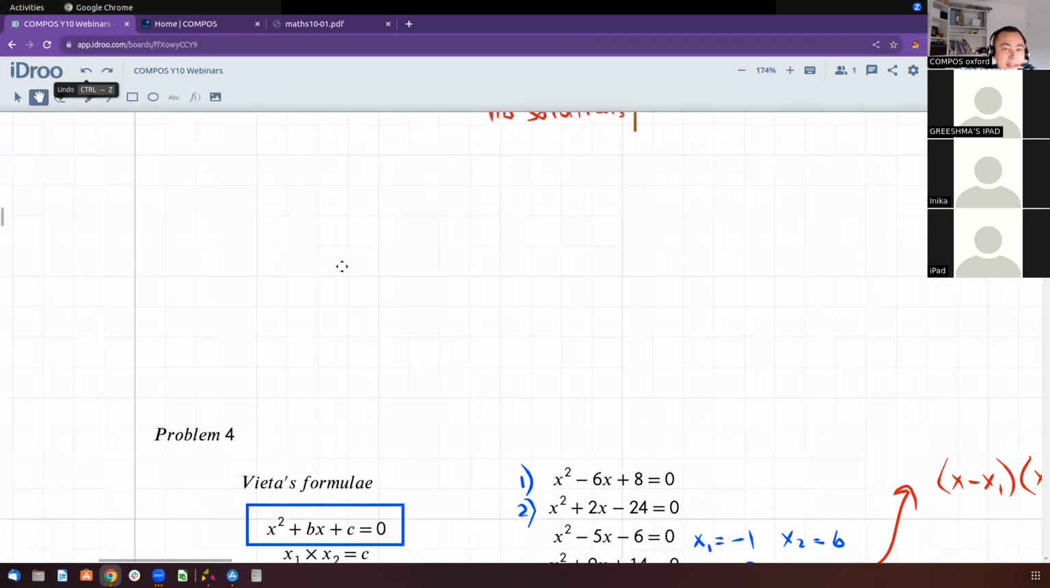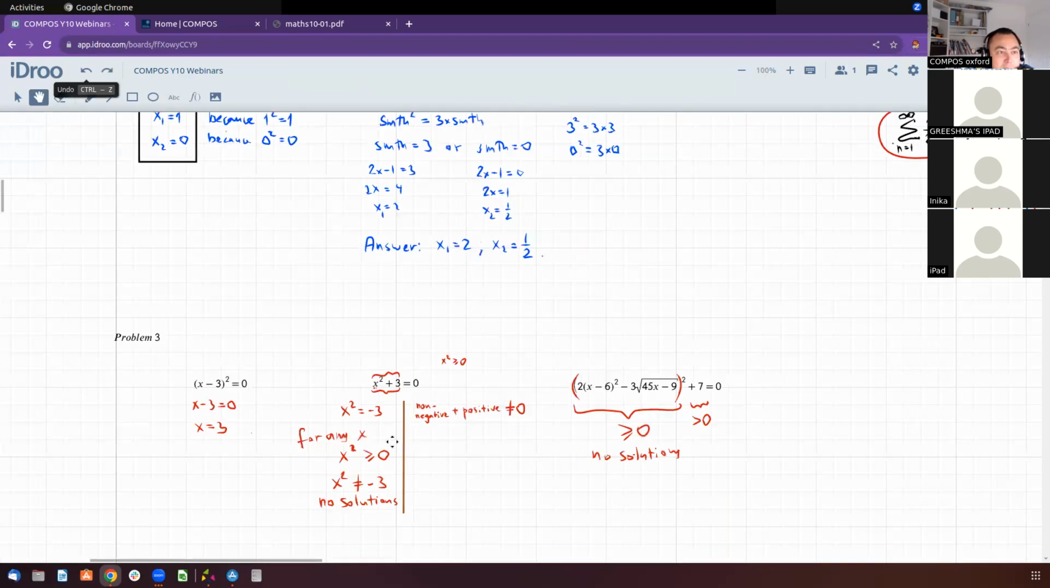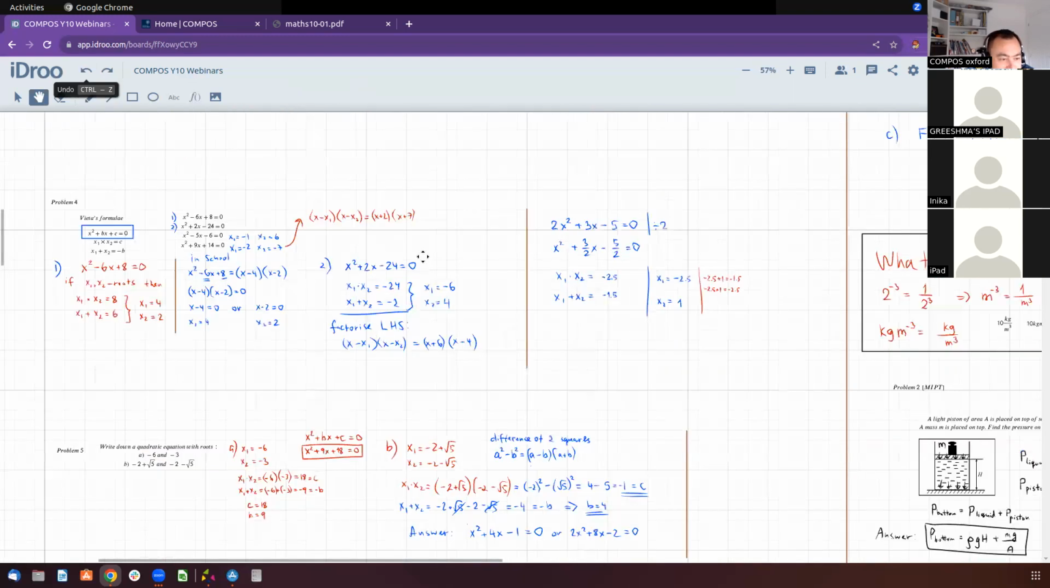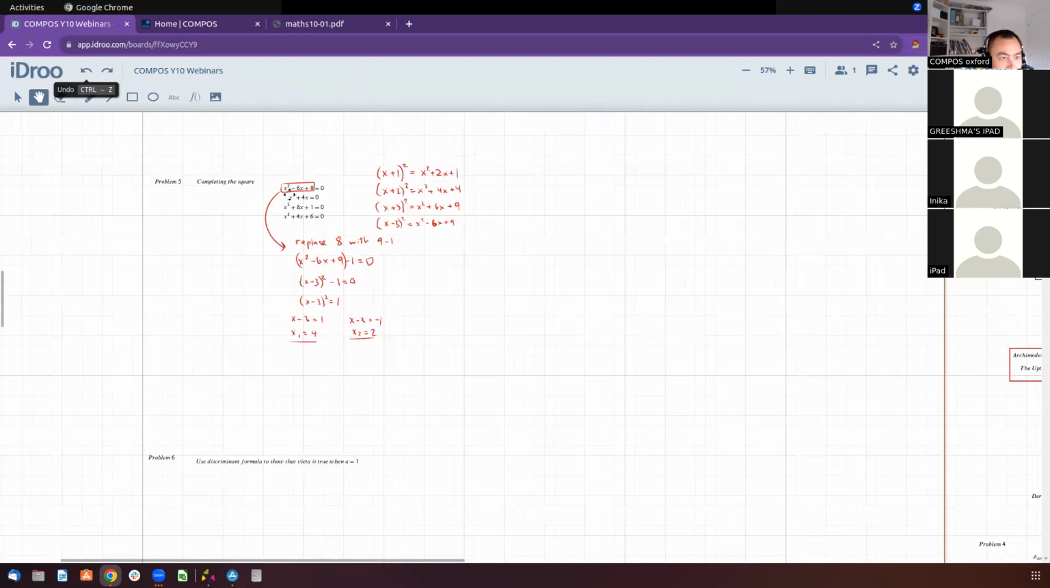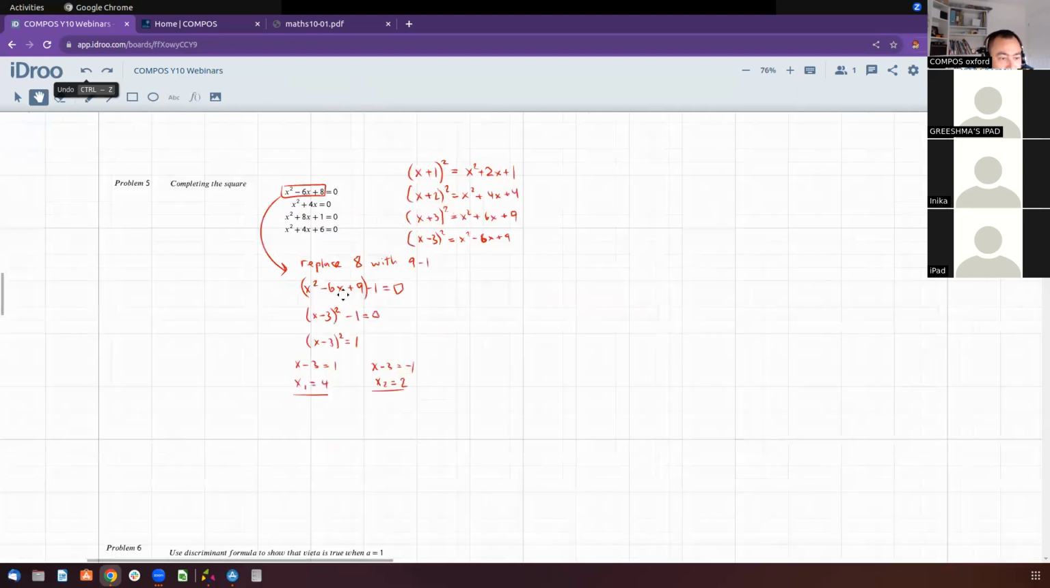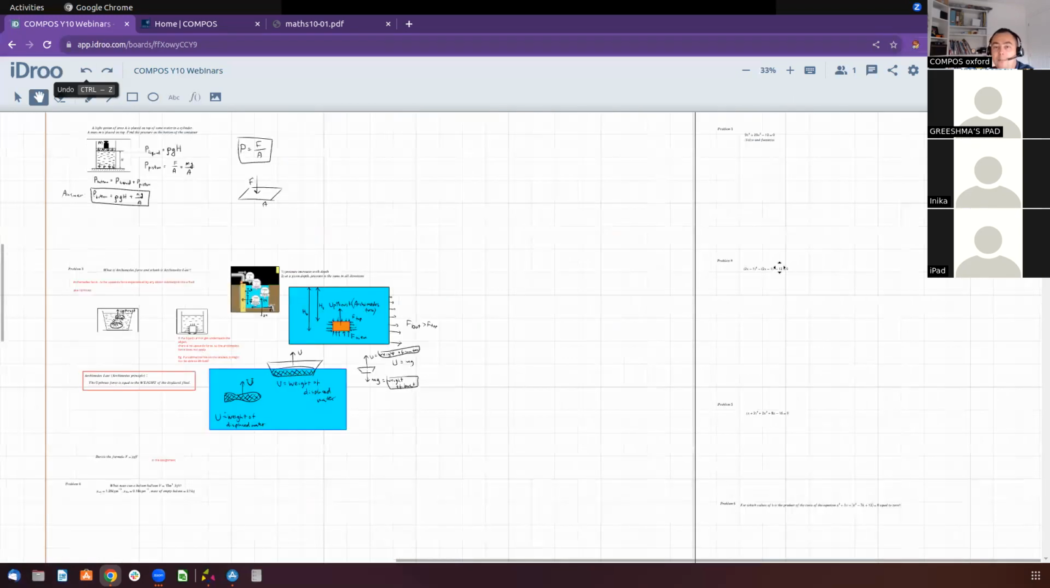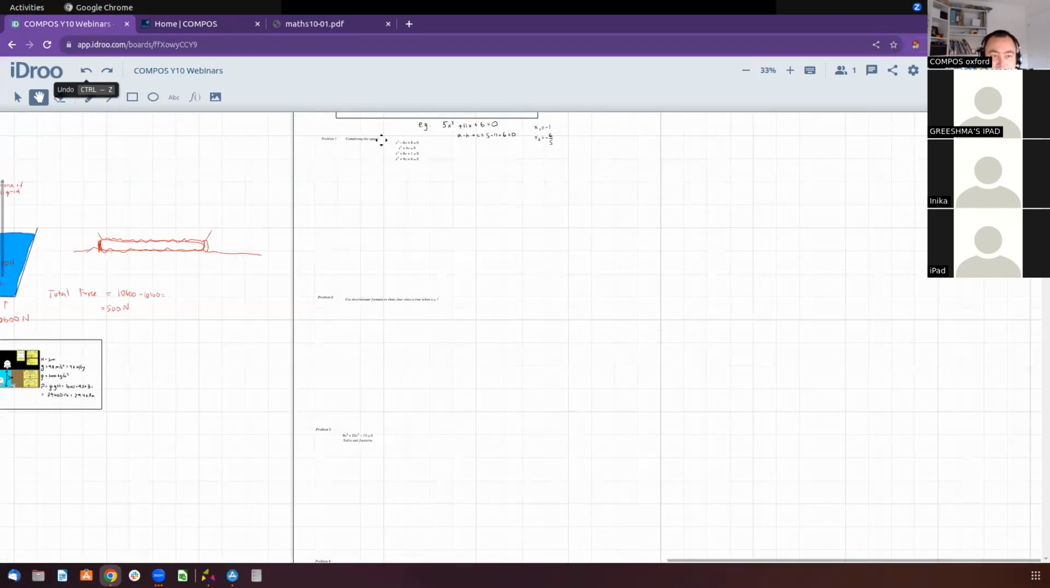Where else? Okay, well, this is different. Completing the square. I'll point it out if we see it again today.